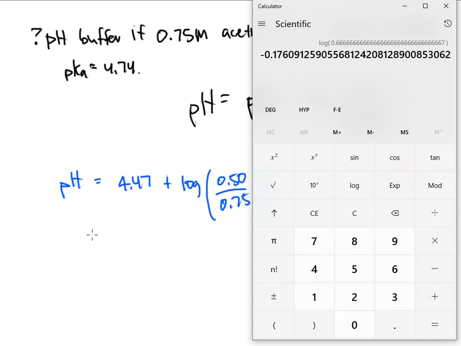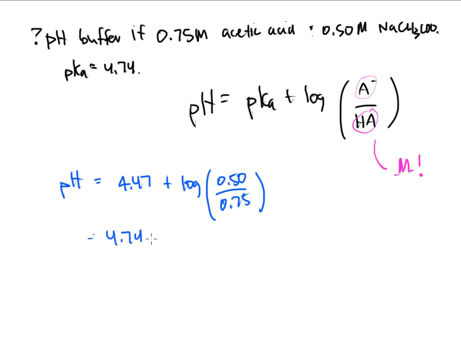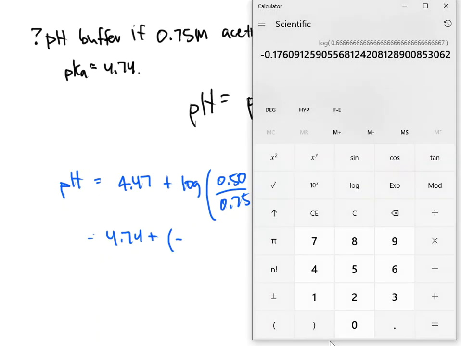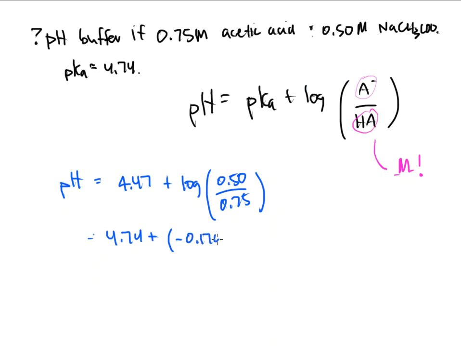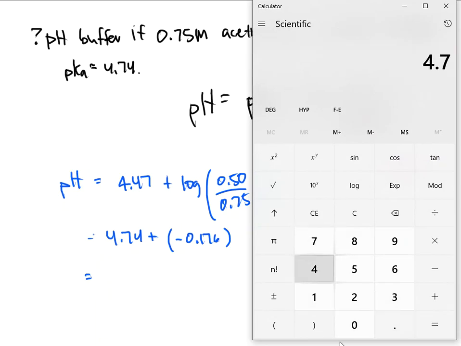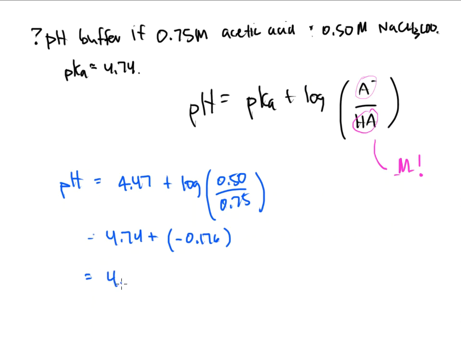So I'm going to do baby steps here. 4.74 plus this negative, and remember what we said, 0.176 is the answer. And now I just need to simplify this out, and I need to take 4.74, and I need to add a negative number, or just basically subtract the number, 0.176. And that gives me 4.56 as an answer. All right, so that's an easy type of Henderson-Hasselbalch equation buffer problem.